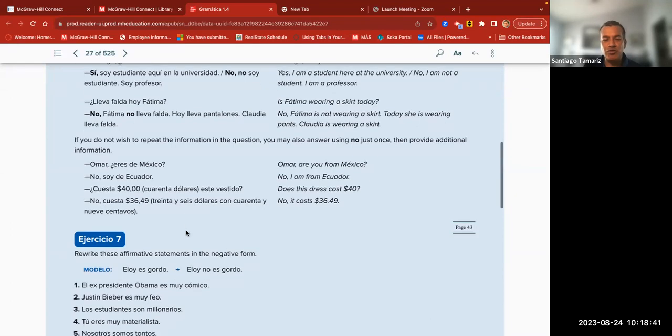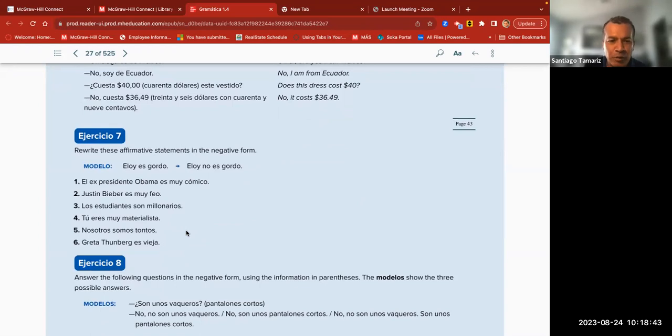Bien, let's take a look at this activity and let's do number 1 together. Rewrite these affirmative sentences in the negative form. Modelo, Eloy es gordo. How do you make it negative? Find the verb and place the no before the verb. Es is the verb. So, Eloy no es gordo.